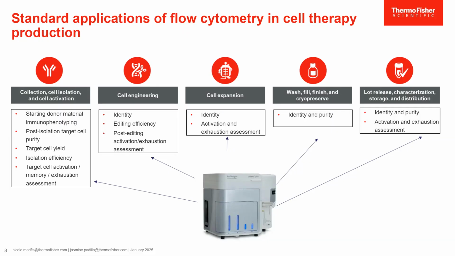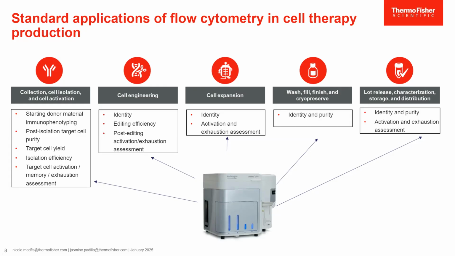As mentioned in the earlier slide, the CytPix flow cytometer plays a key role through the entirety of the end-to-end cell therapy workflow. At the start of the process, during cell isolation and activation, it is used to immunophenotype the donor material, establish a baseline receptor profile, and evaluate key process metrics such as target cell yield, purity, and isolation efficiency. During cell engineering, flow cytometry provides critical insights into cell population and genome editing success.